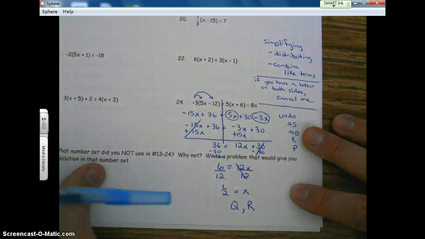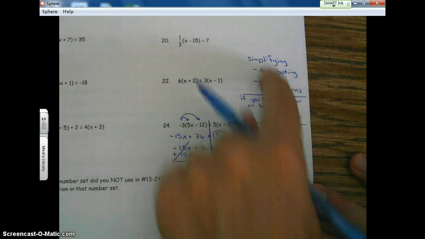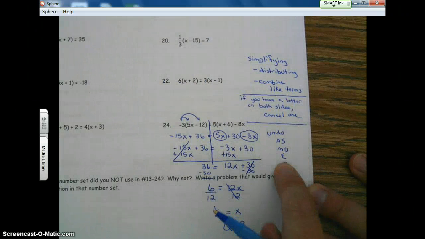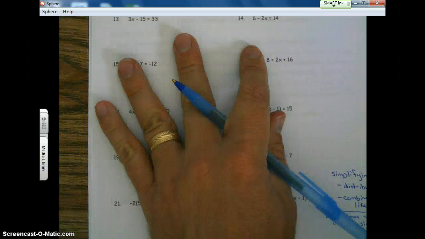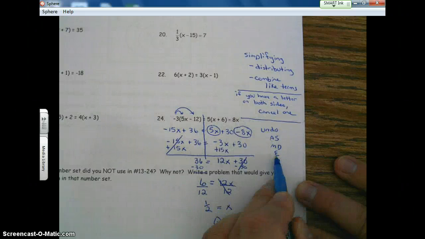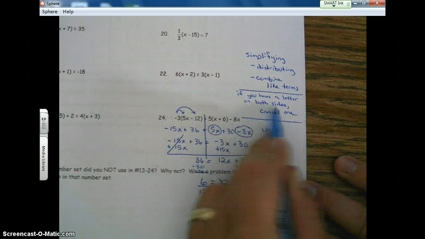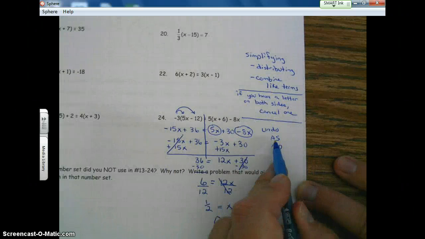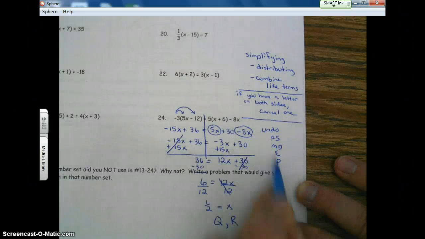All right, I hope that helps. Now this, for solving, simplifying, canceling a letter on both sides, undoing, you won't do all of this for all these problems, okay? You may start here and start undoing right away. Maybe you have to do this. Maybe you have to do this and then jump down and do this. But this is generally the order that we follow.